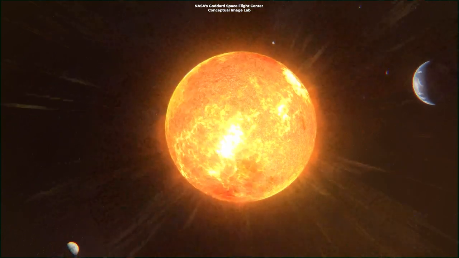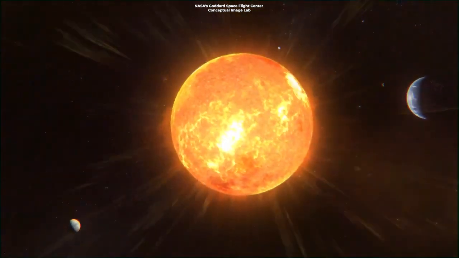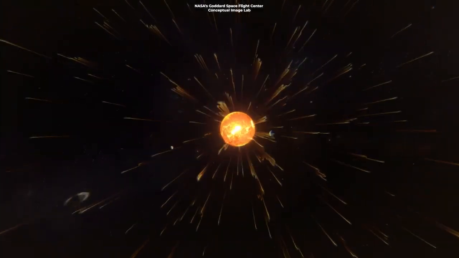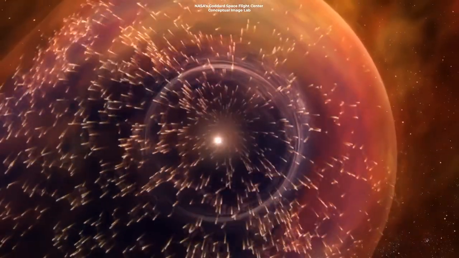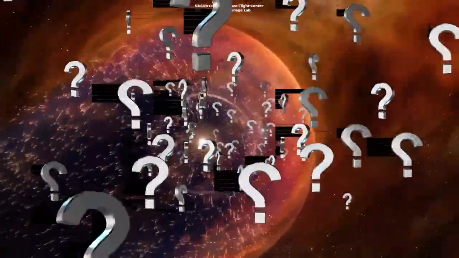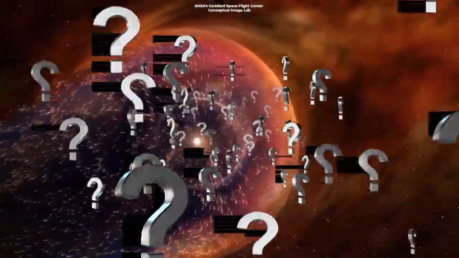From the fiery heart of our sun, this powerful force known as the solar wind stretches out, shaping every corner of our solar system. But what exactly is this invisible force, and how does it affect the world around us?